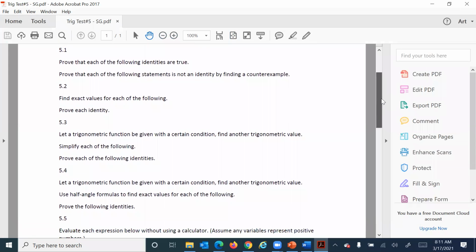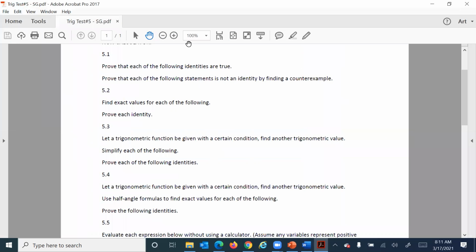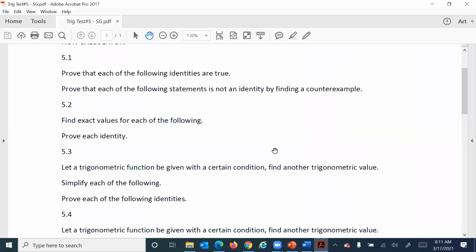Just a little more. Zoom in, yeah. Let me see if I can get rid of this because I don't need that. And then, does that help, Grace? Perfect. Okay. Prove each of the following identities are true. Prove that each of the following identities are not. Let's see. Prove that each of the following statements is not an identity by finding a counterexample.